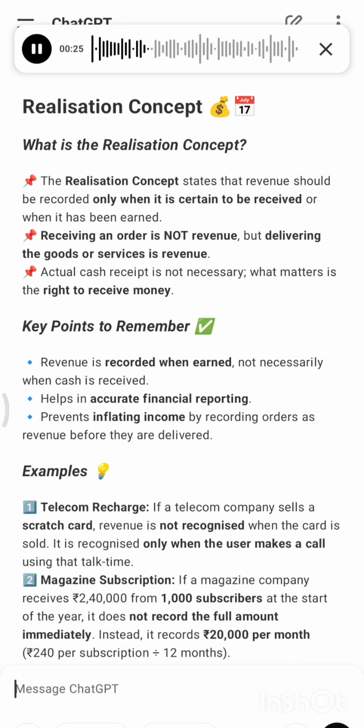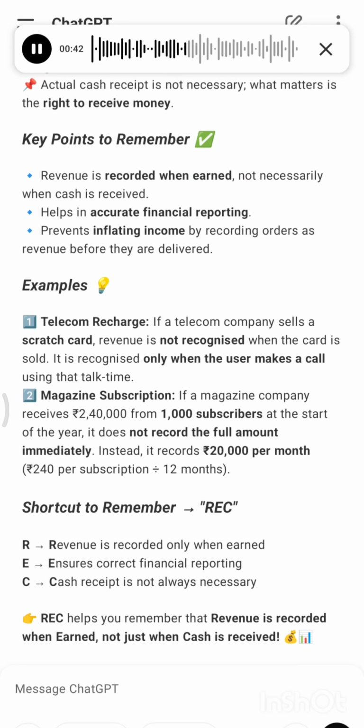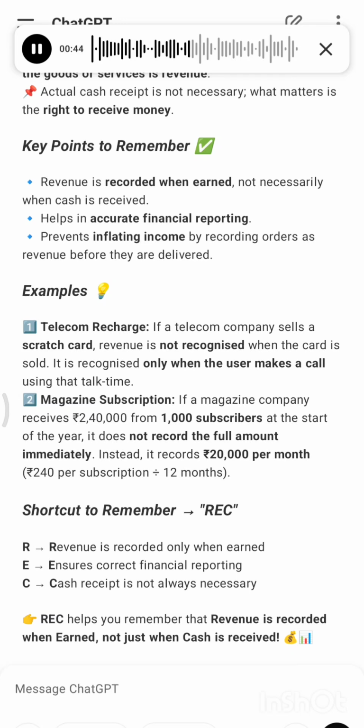Key points to remember: revenue is recorded when earned, not necessarily when cash is received. Helps in accurate financial reporting. Prevents inflating income by recording orders as revenue before they are delivered. Examples: 1. Telecom recharge. If a telecom company sells a scratch card, revenue is not recognized when the card is sold. It is recognized only when the user makes a call using that talk time.